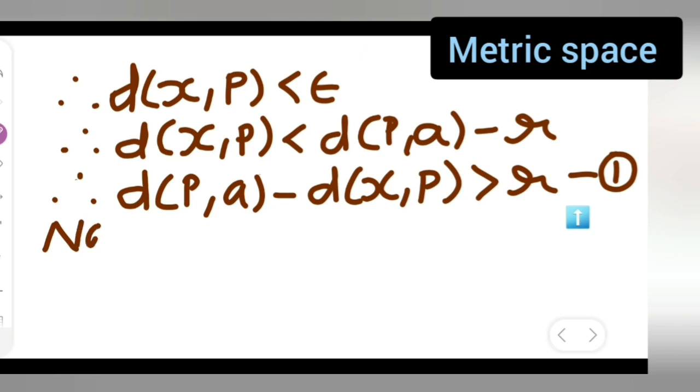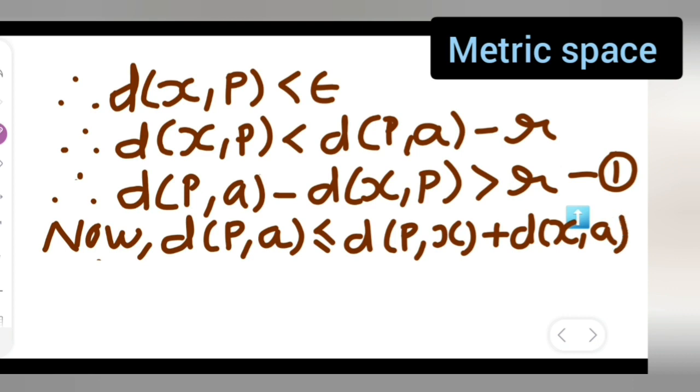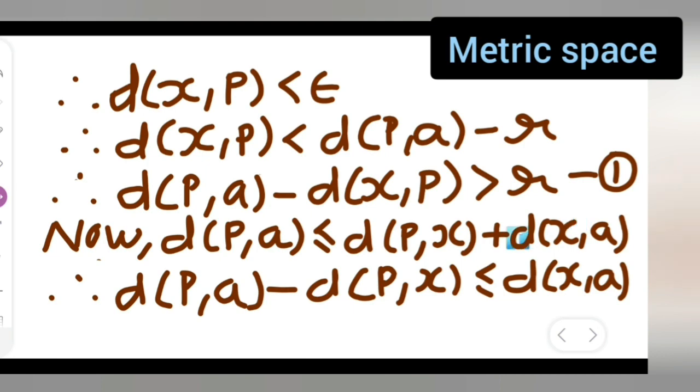Next step: write down d(p, a) is less than or equal to d(p, x) plus d(x, a). Therefore, in continuation, d(p, a) minus d(p, x) is less than or equal to d(x, a). What I have done here is I have written d(p, a) as it is, brought the other term to the other side, so the plus term becomes minus: d(p, a) minus d(p, x) is less than or equal to d(x, a).